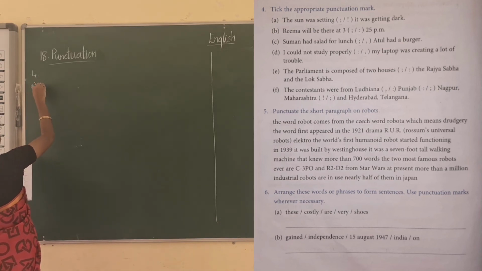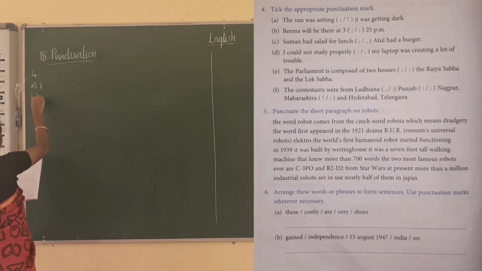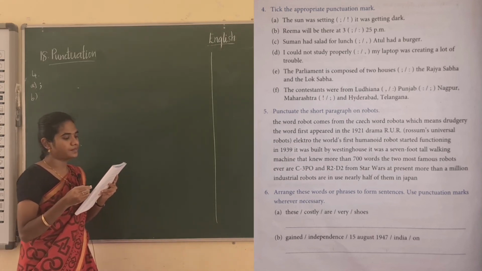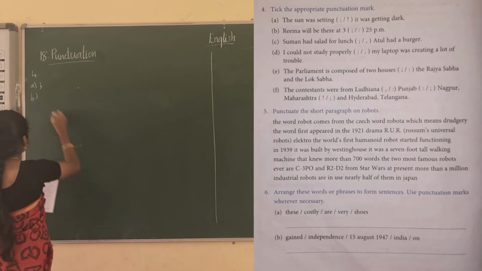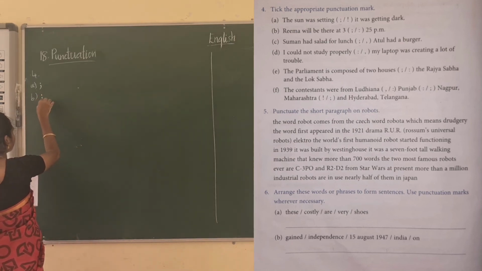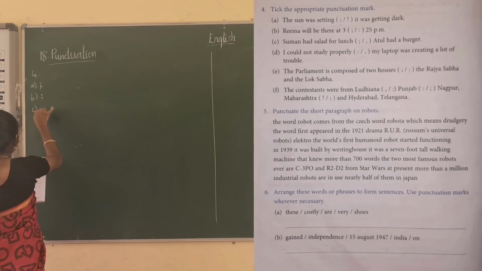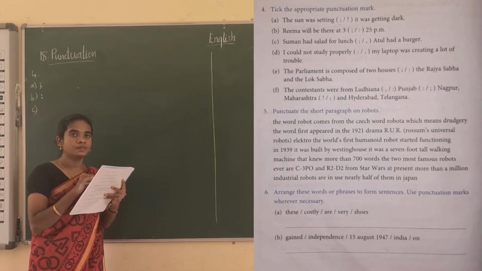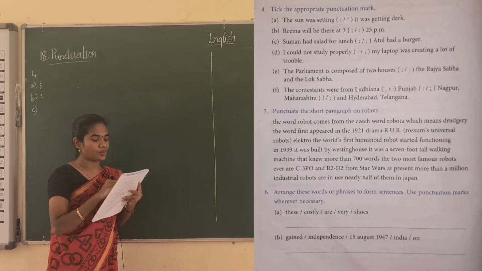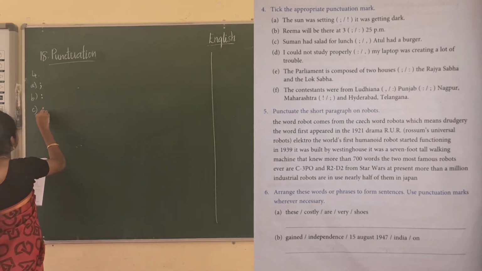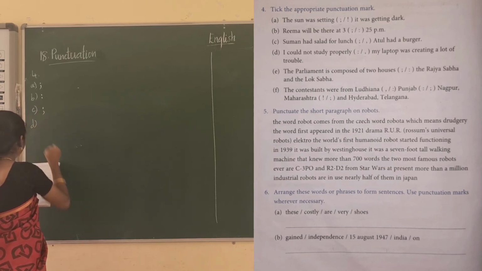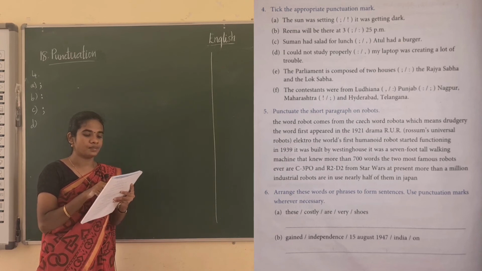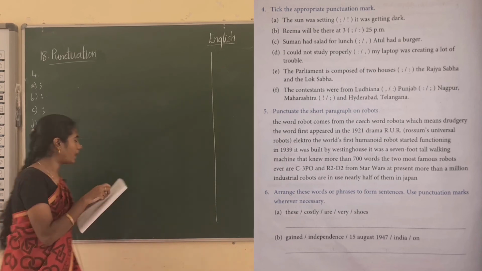Then B. Rima will be there at 3:25 p.m. You have to put a colon. Between hours and minutes you have to put a colon. Then C. Suman had salad for lunch. Atul had a burger. So you have to put a semicolon. Then D. I could not study properly. My laptop was creating a lot of trouble. So here you have to put a comma.